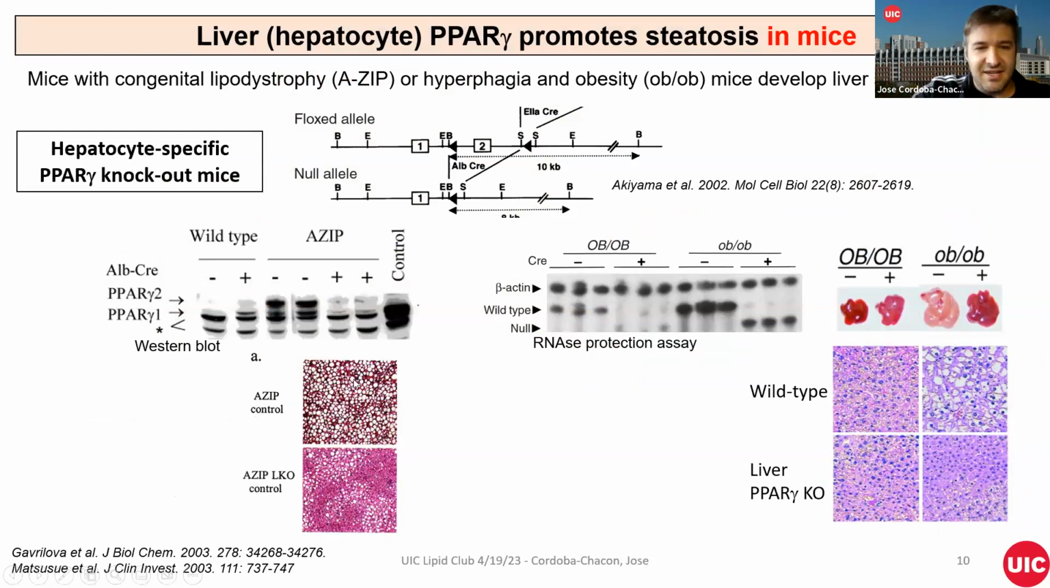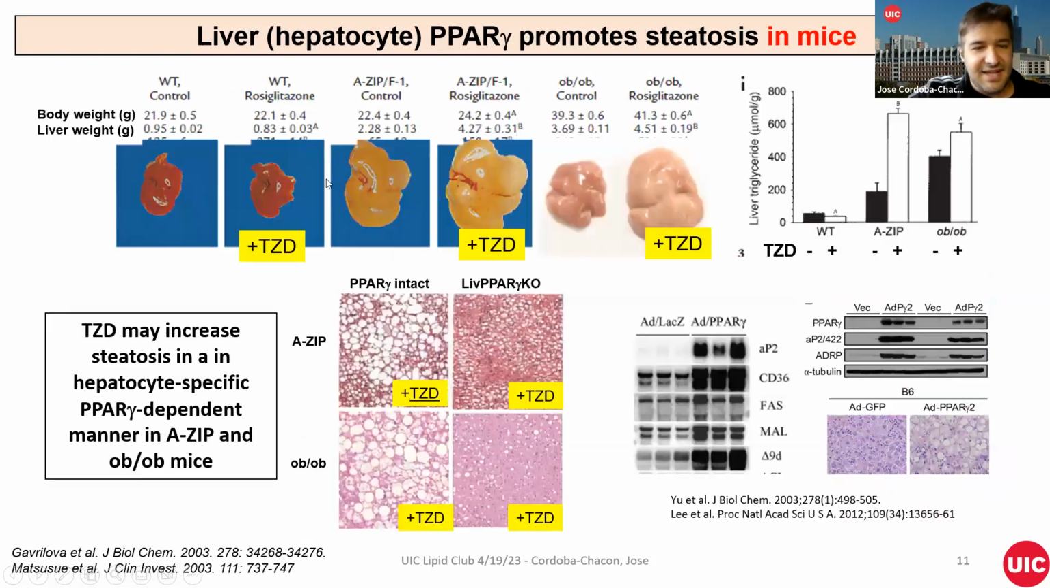As you can see, these mice develop steatosis in the liver by different mechanisms, and when you knock out PPAR gamma in hepatocytes, that steatosis is significantly reduced. Furthermore, these studies showed that the activation of PPAR gamma by TZD in these models of steatosis exacerbated steatosis, the accumulation of fat in the liver of these mice.